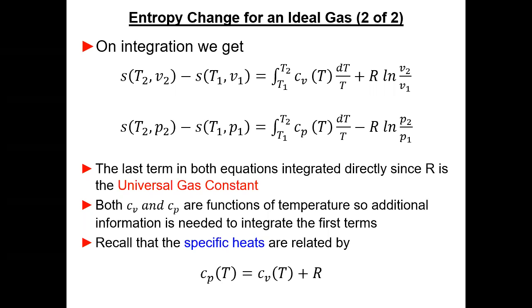Or you can look up, again, in the appendices, we have curve fit equations for Cv and Cp. And then down at the bottom, we see a handy relationship between specific heats. So Cp of T is equal to Cv of T plus R. So the difference between them is the gas constant. And that would be the specific gas constant for the gas that you're working with.